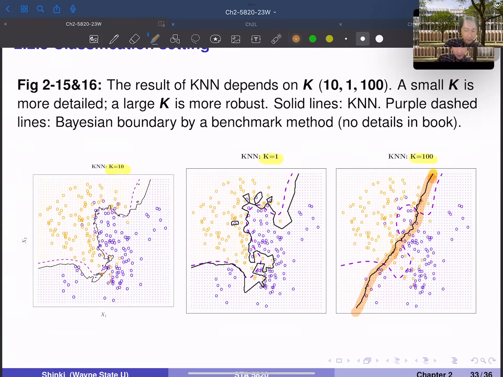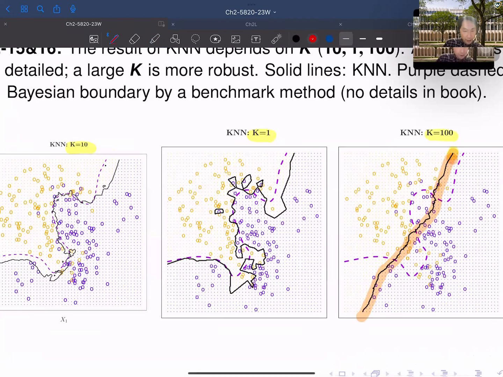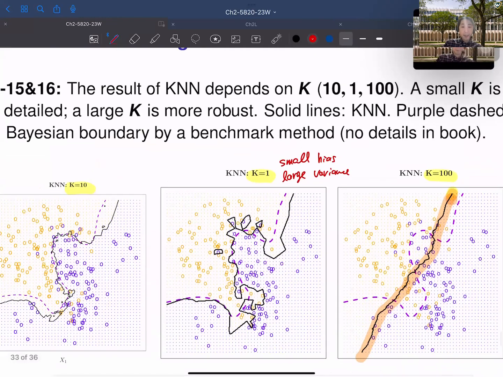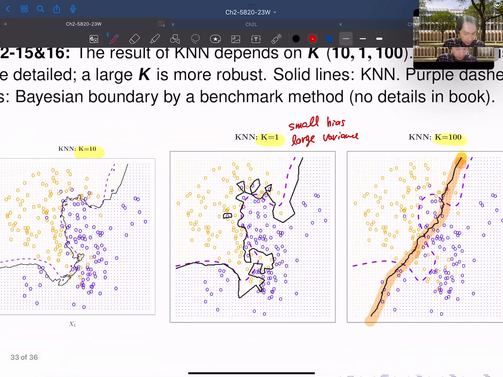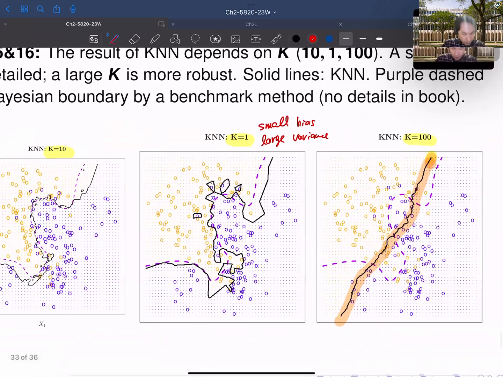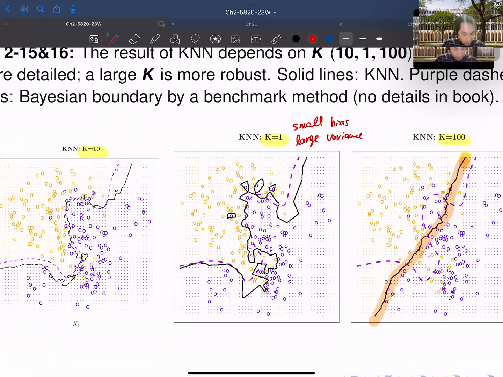So we can say that k equal to 1 is a more complicated model, with small bias and large variance. And k equal to 10 is in between. Actually, the purple dotted line is the true boundary between these two. This is simulation-based data, so we know the true boundary. Which black line is closest to the purple dotted line? You can see that k equal to 100 is too simple, and k equal to 10 looks the best.